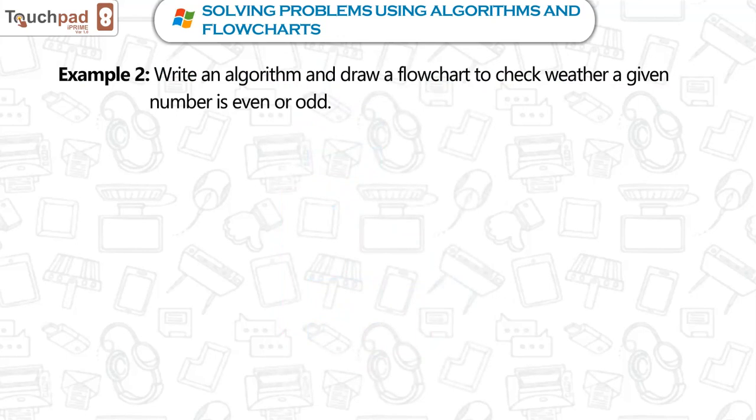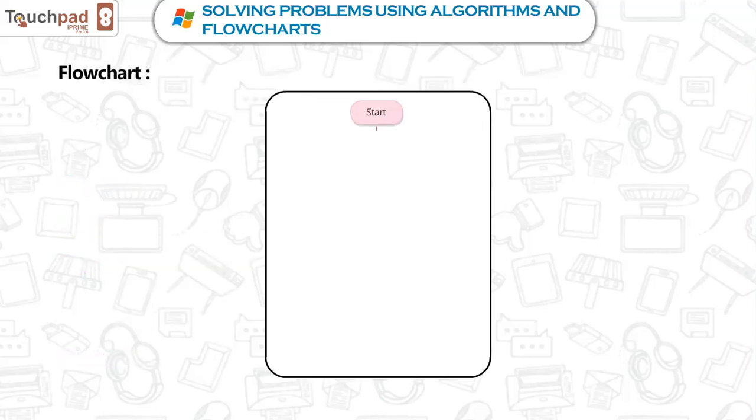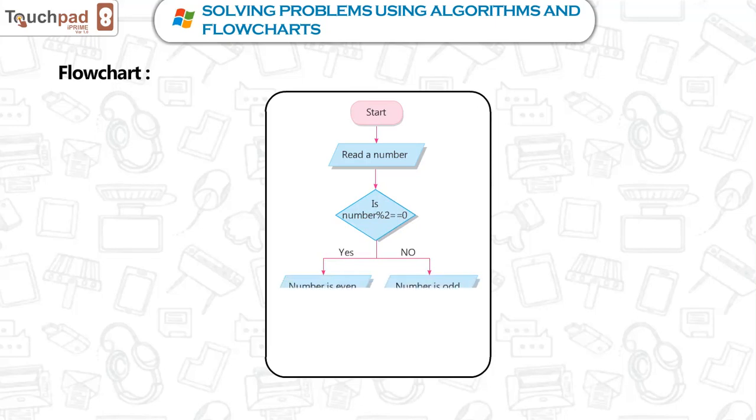Example 2. Write an algorithm and draw a flowchart to check whether a given number is even or odd. Algorithm. Step 1. Start. Step 2. Read number. Step 3. Check if number % 2 is equal to 0, then print "number is even", else print "number is odd". Step 4. Stop. Flowchart. Start, read a number. Is number % 2 equal to 0? Yes, number is even. Stop. No, number is odd. Stop.